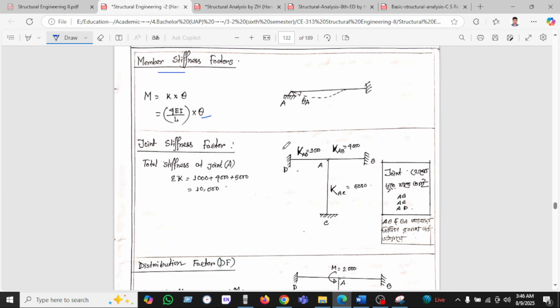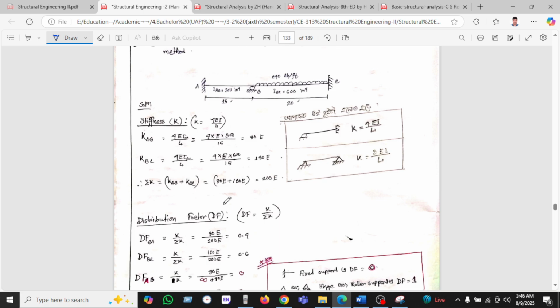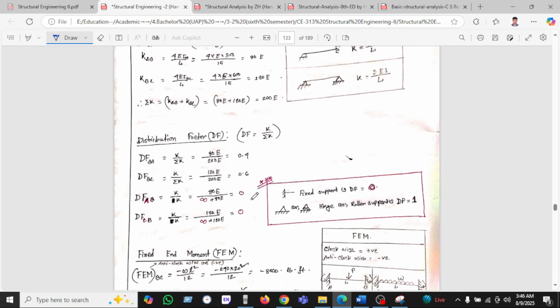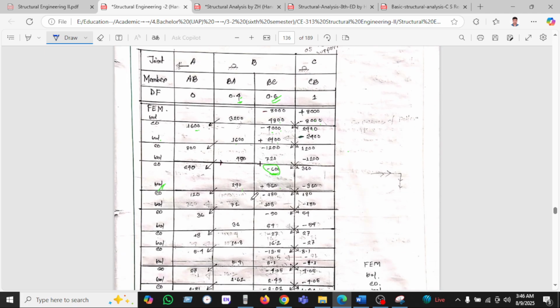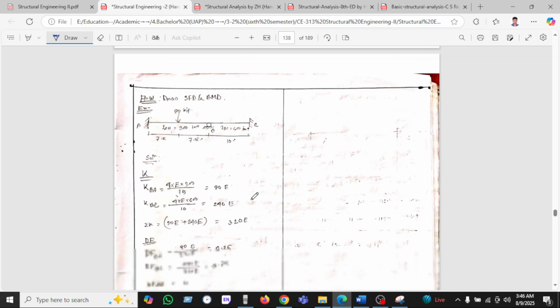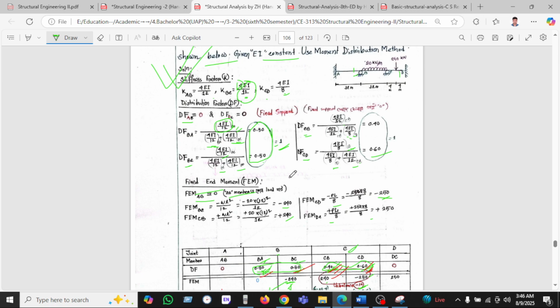Okay, so the distribution factor we have seen is given here, k by sum of k, so it will be k divided by the sum of k. And then we have seen an example also, this example. So let's see this example again.